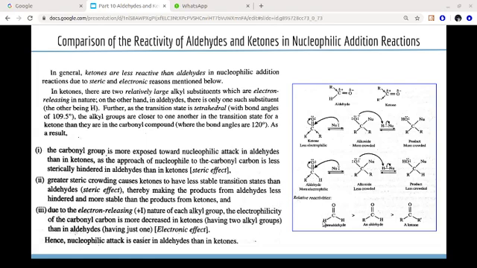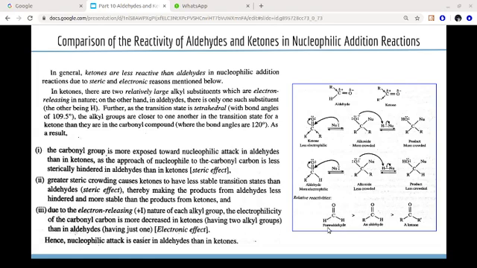So the easiness for the nucleophilic attack is high in the case of aldehyde than in the case of ketone. So nucleophilic attack is easier in aldehyde compared to ketones. So this is the relative reactivity order for the aldehyde and ketone.